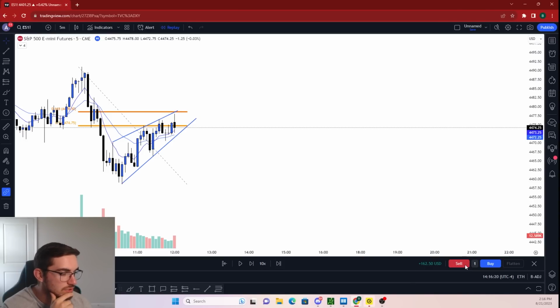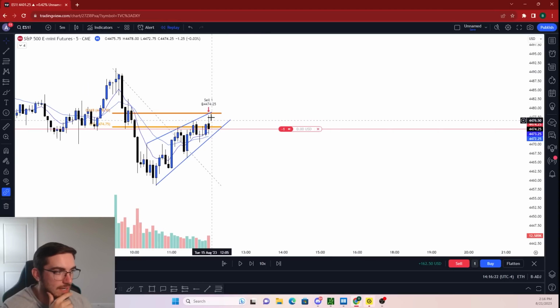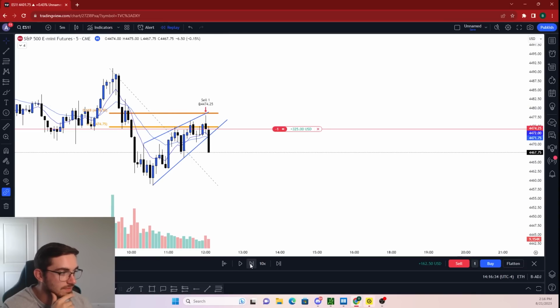So let's actually go ahead and just try one contract for the time being. And the stop loss is going to be a couple points above these highs right up here. So maybe around like 44.82. And then ideally looking for the breakdown to the downside. So let's just see what price ends up doing right there.